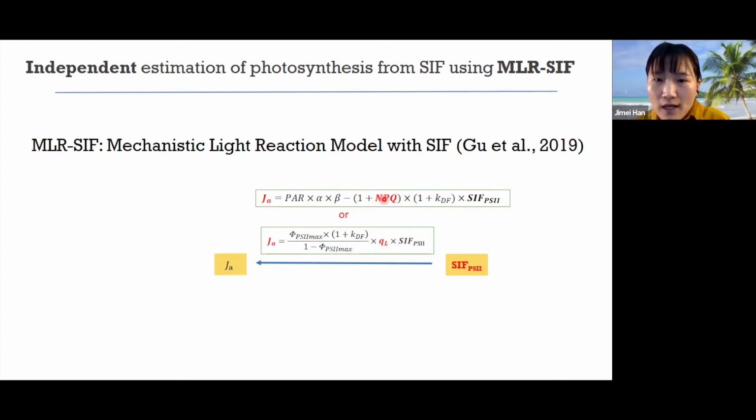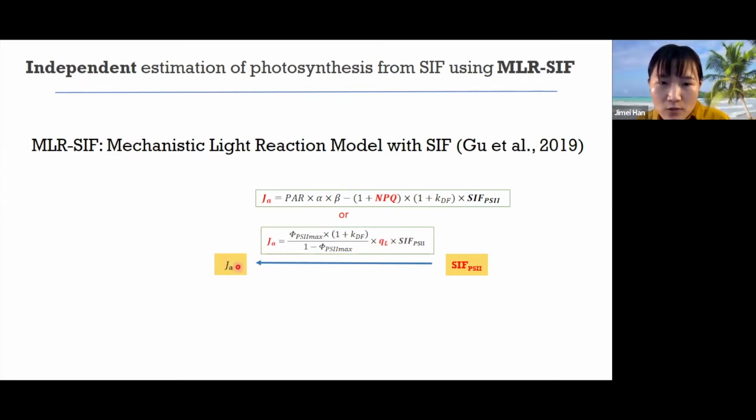And also NPQ has a delayed response to the light variations. It also contains multiple components, and each component operates at different time scales. So this complex activation and regulation, the delayed time response, and the involvement of multiple components in the dynamics of NPQ increase the complexity in modeling NPQ as compared to QL.